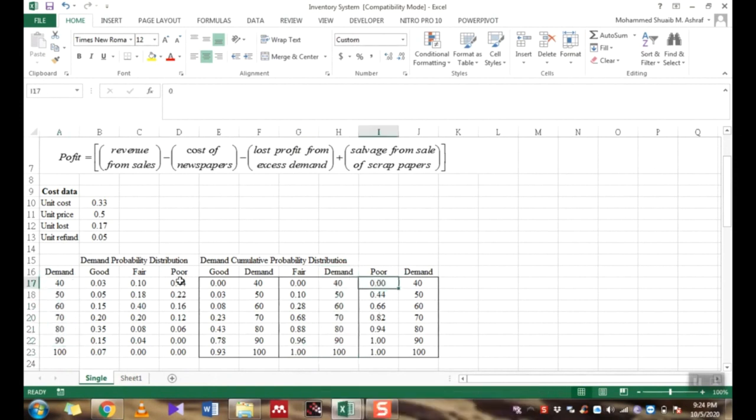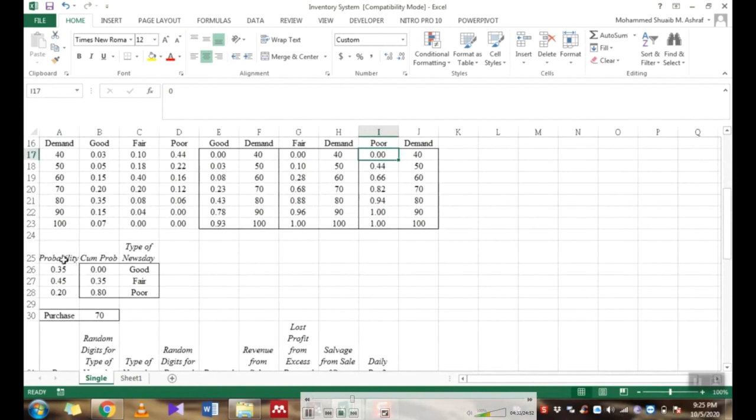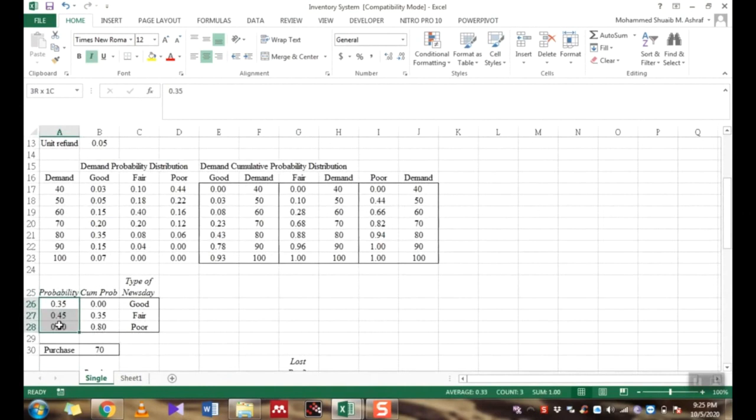Same for poor. Now this table is for the type of news day. Probabilities are given. We have computed the cumulative probability distribution, starting with 0. This value will be this plus this, and this value will be this plus this. This is the type of news day: good, fair, poor.